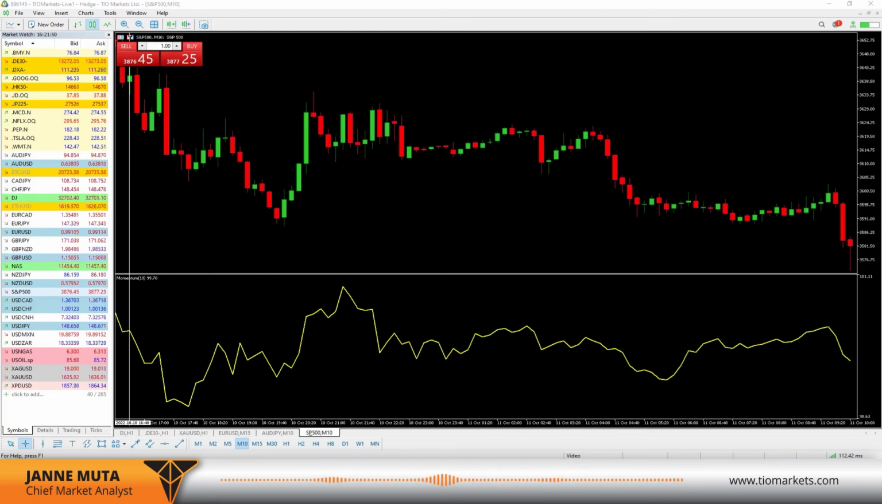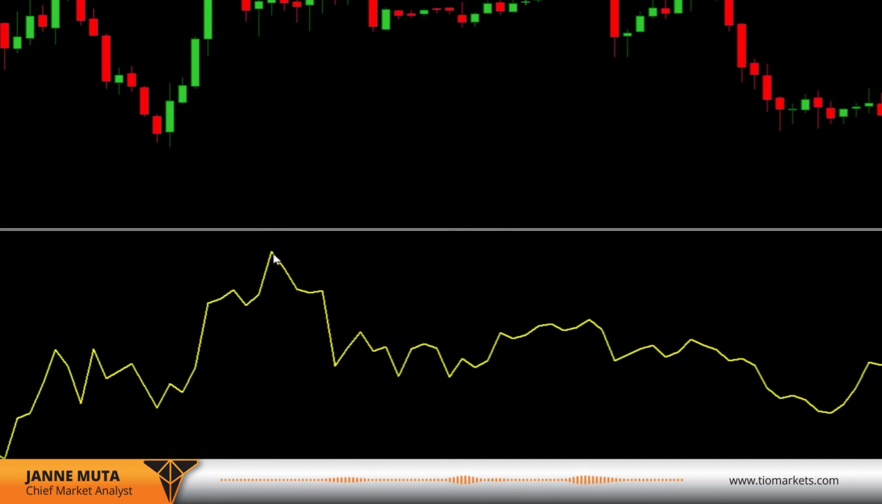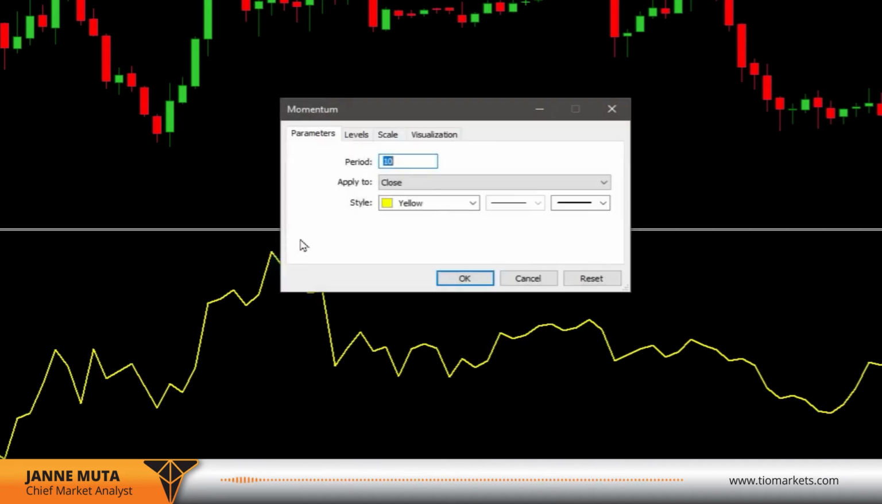This indicator is called momentum. It basically measures the distance between the price point now and the price point 10 periods ago, or any other period settings. You can go into these settings, right click and choose whichever you want to. I'm just using 10 for the demonstration purposes here. So basically it measures the movement over this period of time.